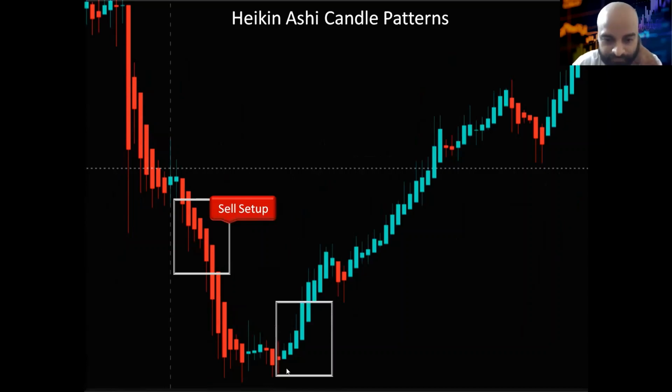If you look at the uptrend, similarly there will be no wick present at the bottom, which is the reverse of your sell setup. So there will be no wicks at the bottom. So a lot of buying is there. So we can see this as a buying setup.